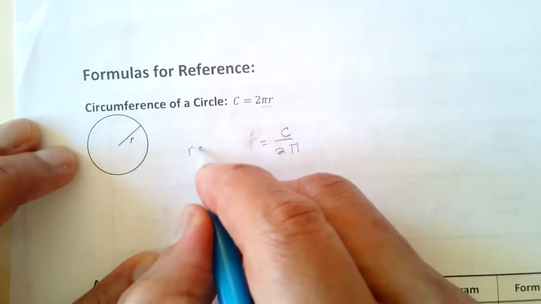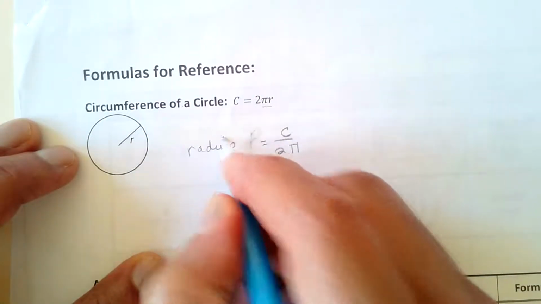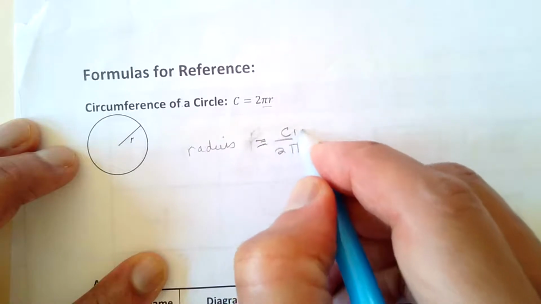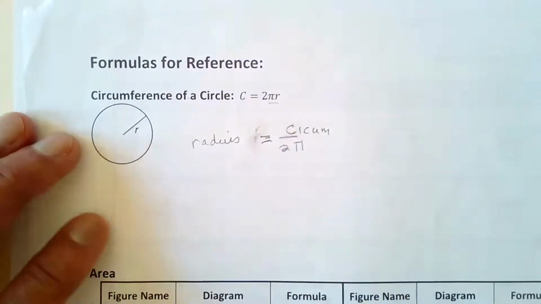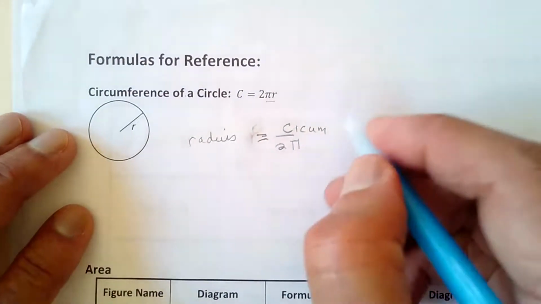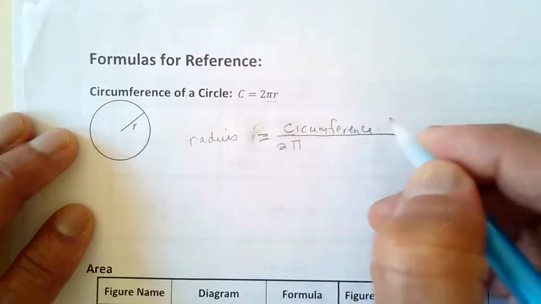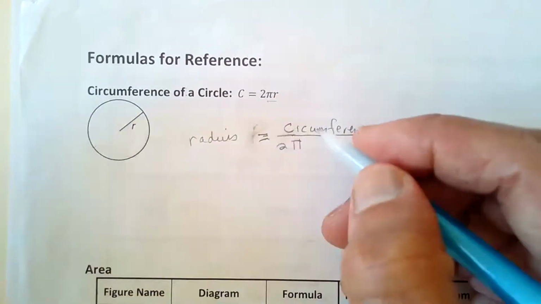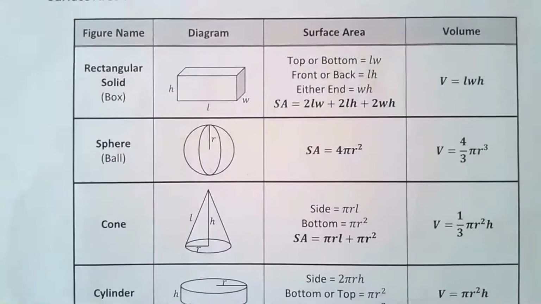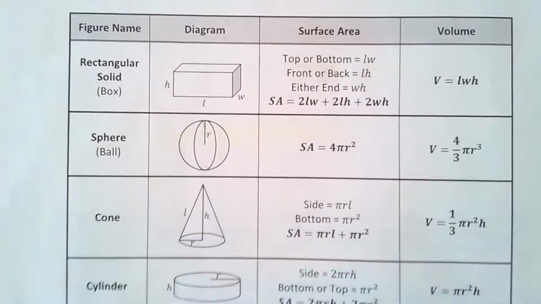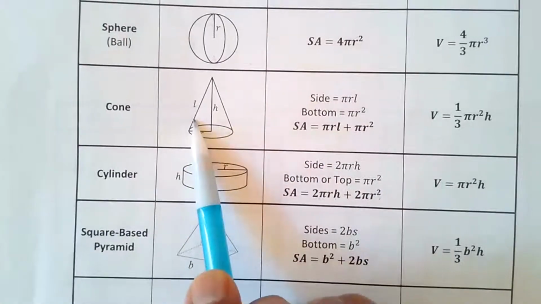So radius is equal to circumference divided by 2 pi. That's the sphere. Then you're asked to find for a cone.